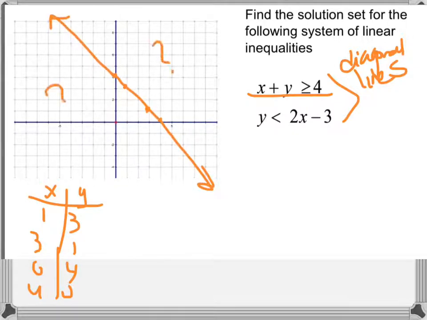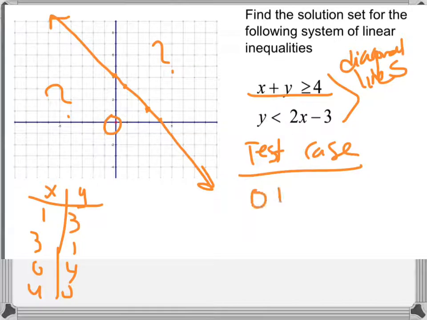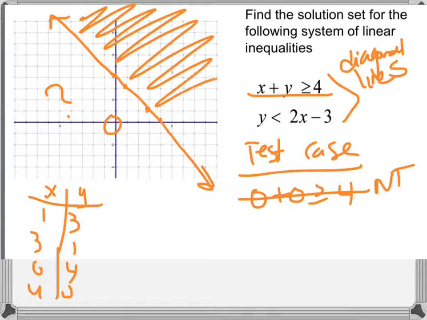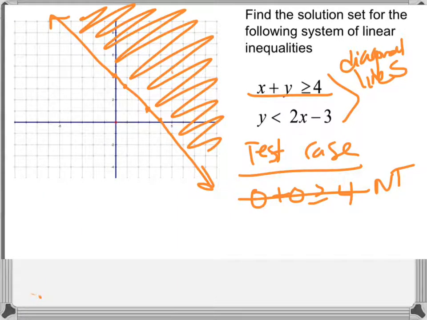Now you come to the question, which side should we shade? So let's do a test case. Is it true that 0 plus 0 is less than or equal to 4? So this is not true, so I shade the upper part of this. Okay, now let's graph the second one.